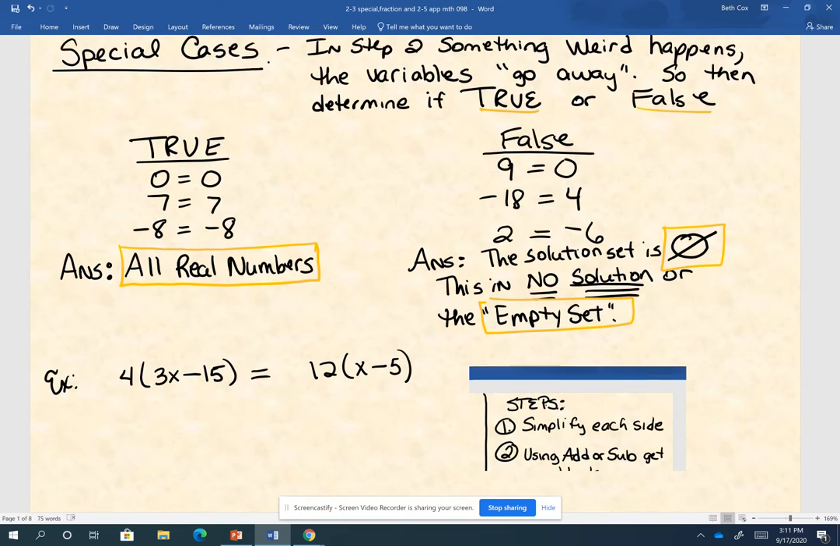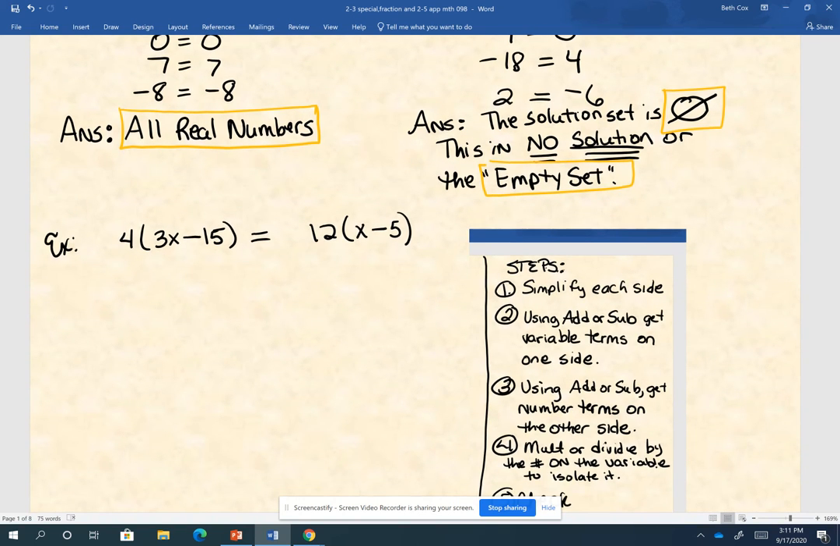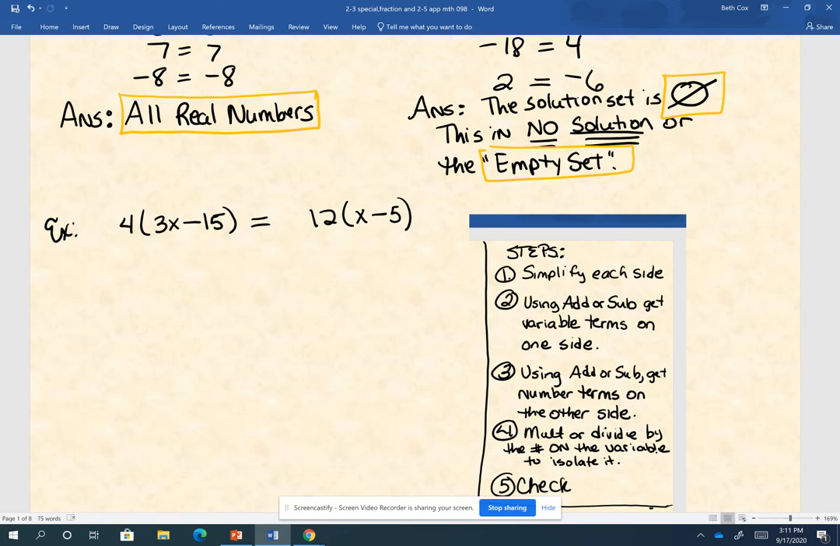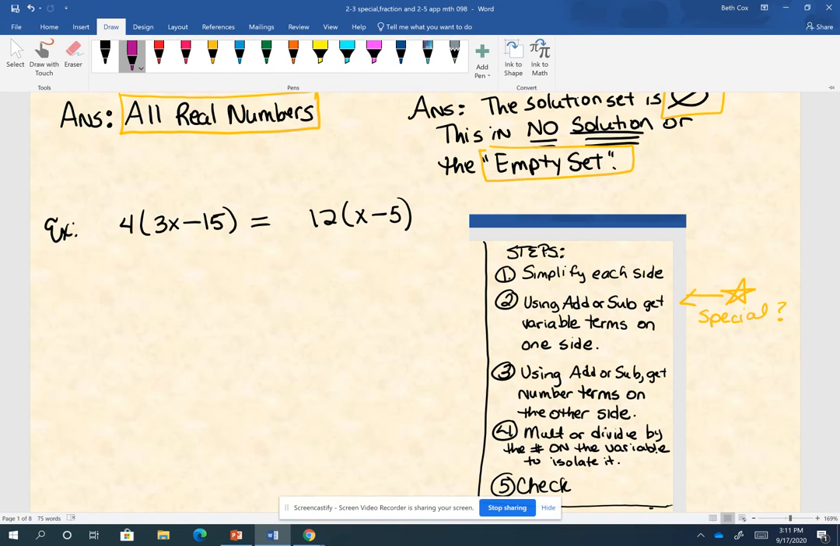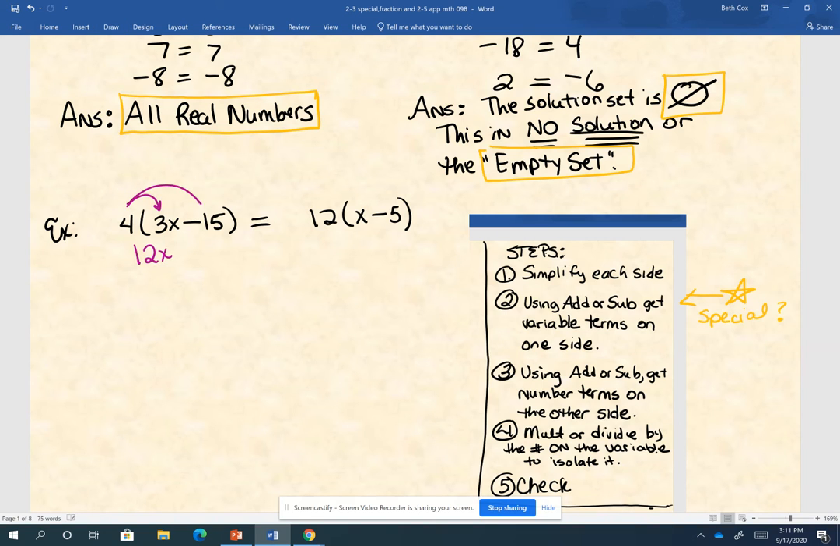So let's look at this first example here. We're still going to follow our steps, but here we are. Step 2, we're going to look out for the specials. This is where we'll find out if it's special or not. Step 1, we're going to simplify each side. So this time I'm going to distribute my 4, and I have 12x. And 4 times negative 15 is negative 60. And then on the right, I have 12x, and then 12 times negative 5 is negative 60.